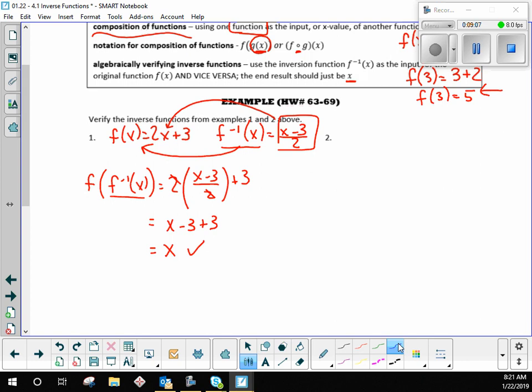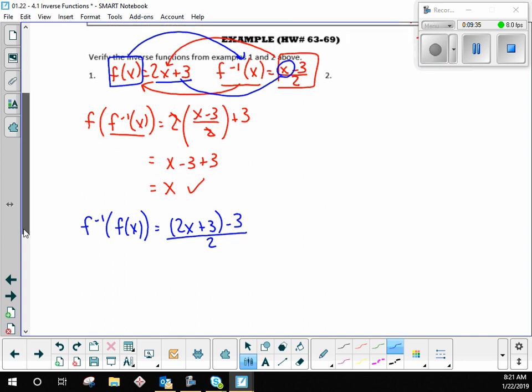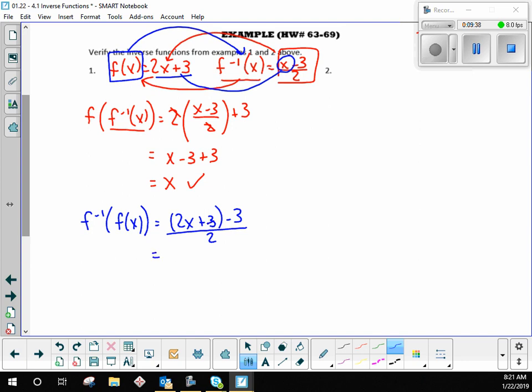And now we're going to do vice versa. We're using this function as the input for this function. So 2x plus 3 is going to go right there for x. Okay, here's how it looks in notation. F of x is my input for f inverse, f of my inverse. And I take the 2x plus 3 and plug it in for x. Okay, order of operations, you're going to simplify that numerator first. So the 3's cancel, leaving you 2x over 2, leaving you just x. Okay, so that checks both ways.